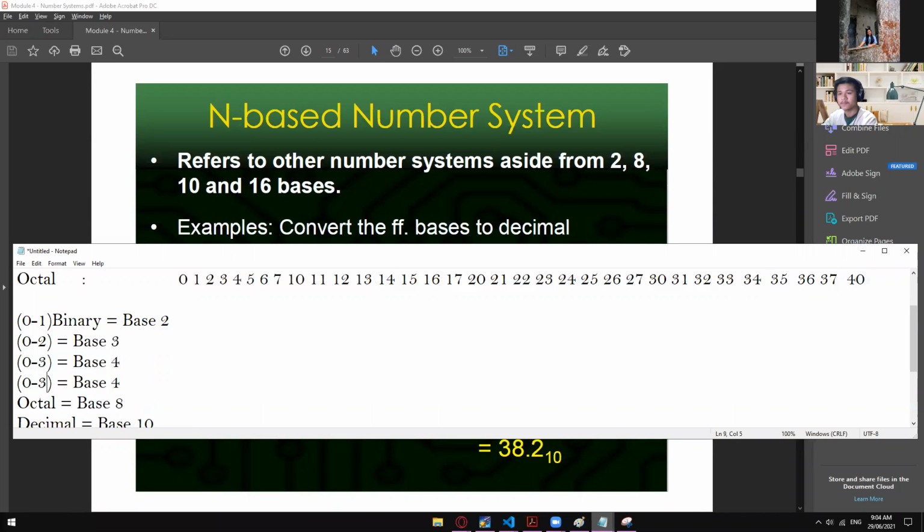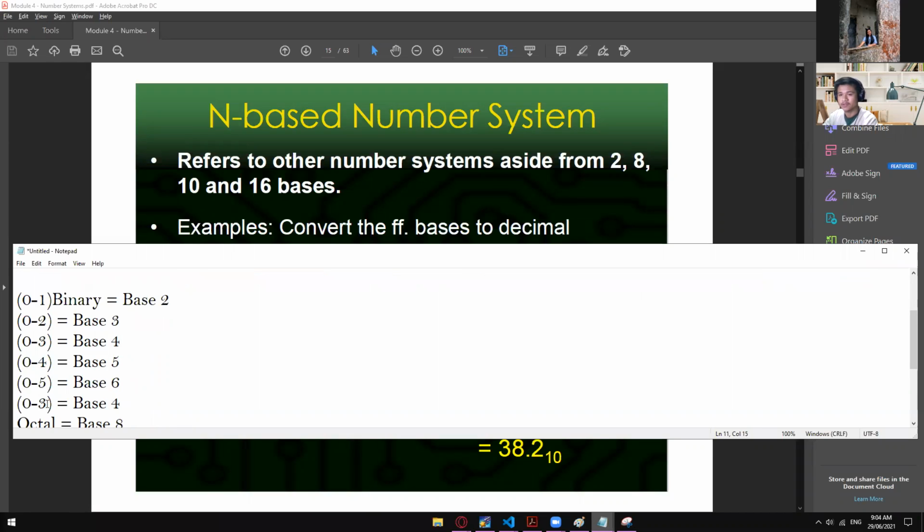And then if you have 0 to 4, this one is base 5. If this one has 0 to 5, this one is base 6. 0 to 6 rather, it's now base 7. And then 0 to 7 is base 8. 0 to 7, yeah, that's correct. So 0 to 7 is now called the octal or a base 8.